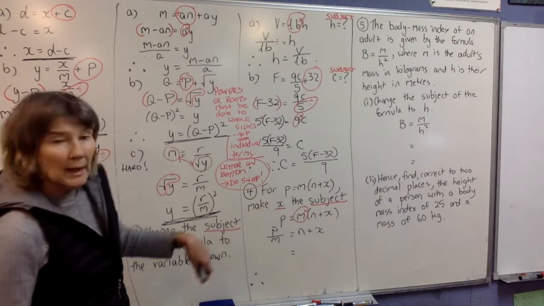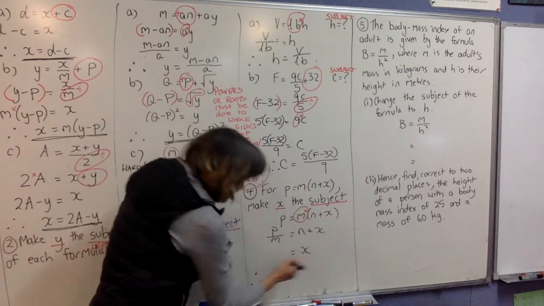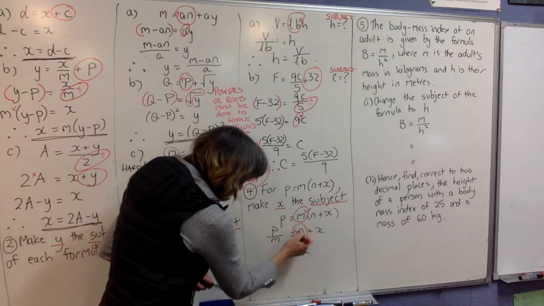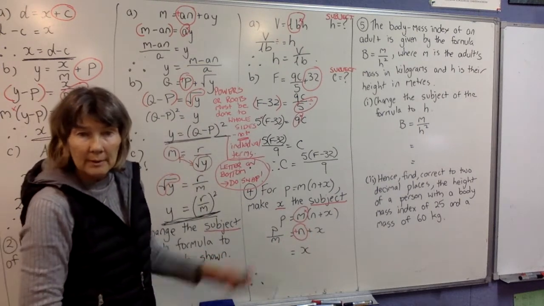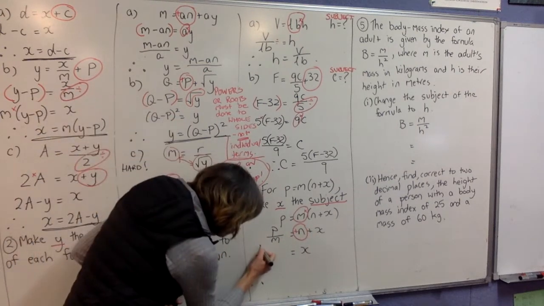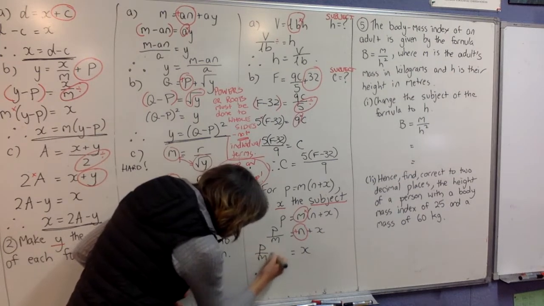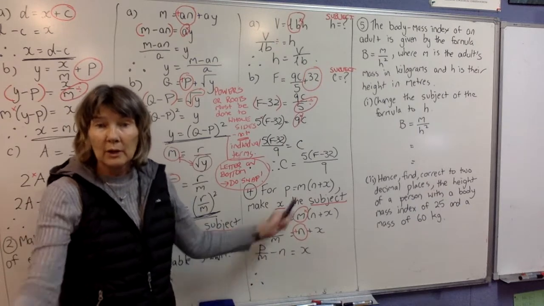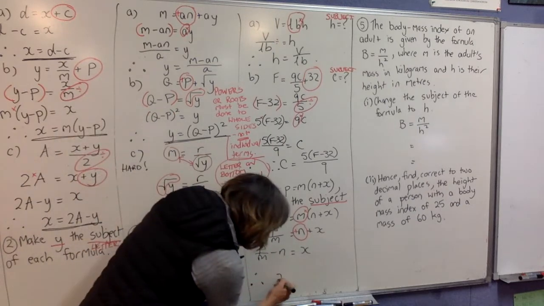Now I've still got to get the x by itself. So I need to get rid of my plus n here. So let's come to the other side and subtract the n. We end up with that. The x is now by itself. Swap them over so it's written first.